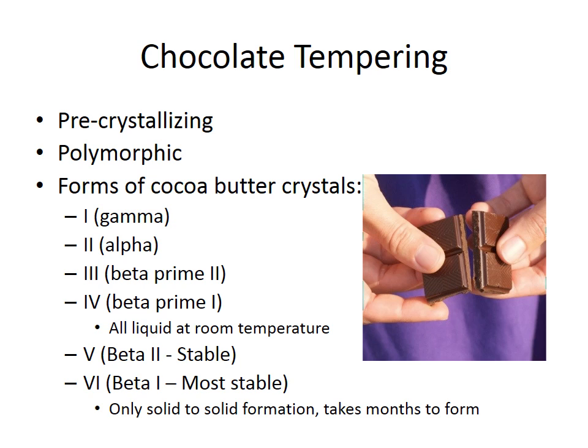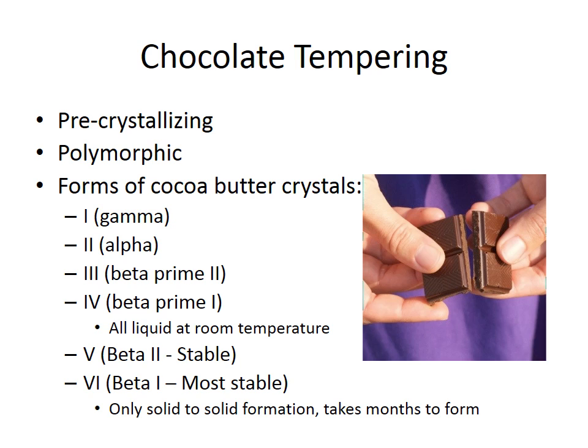These two crystals, also called form 5 and form 6, are the only crystals that are stable at room temperature. So we want to encourage this particular type of crystal growth. Now beta 5 is the only one that we can accomplish in one day. Beta 6 crystals take months to form, so a beta 5 can actually turn into a beta 6.